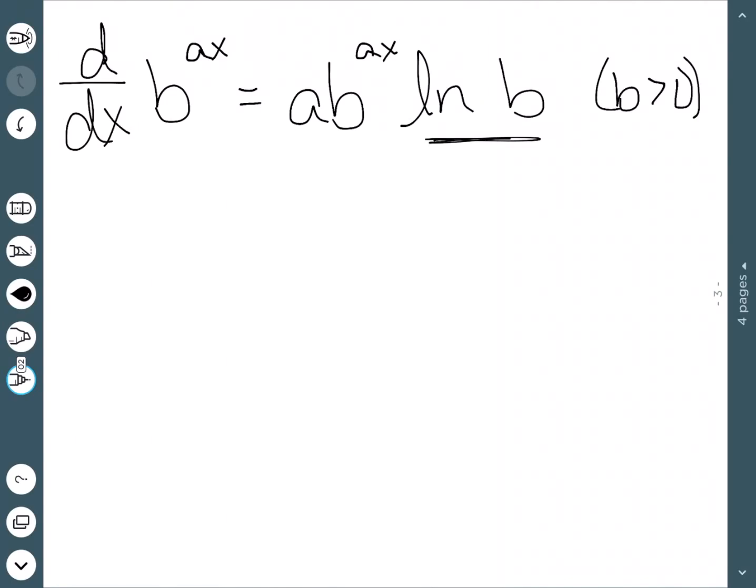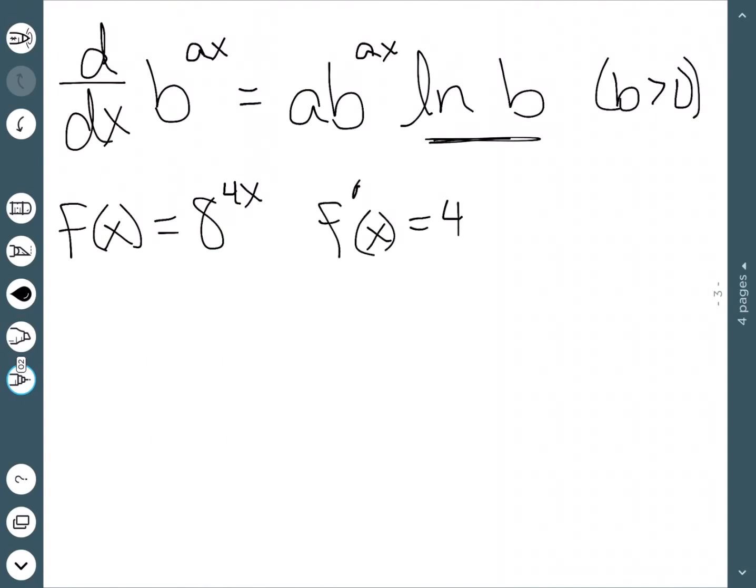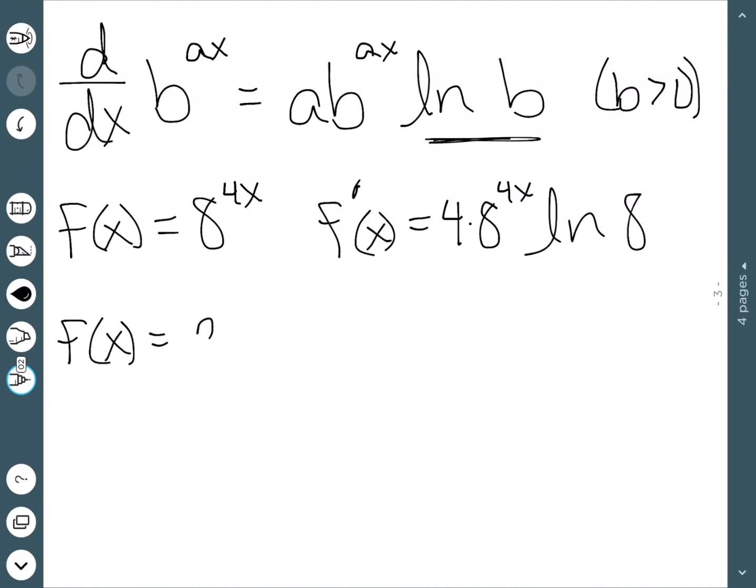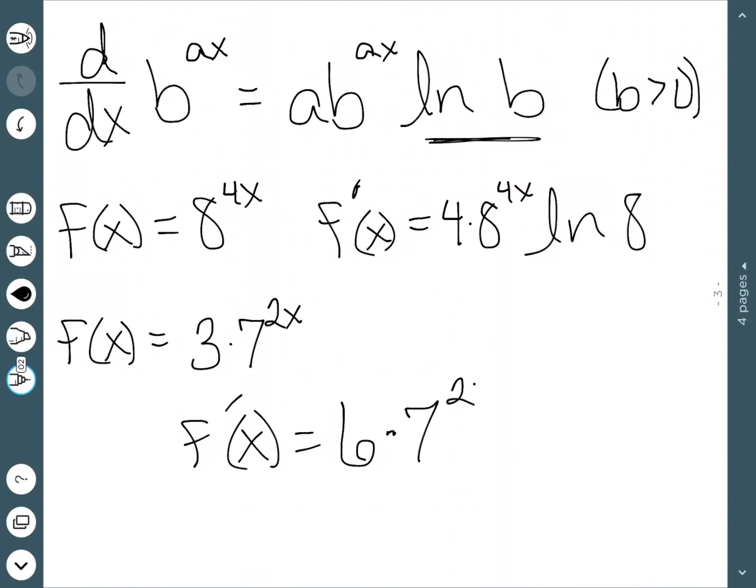But let's try some examples. If I have something like 8 to the 4x, then my derivative will be 4 times 8 to the 4x ln of 8. If I have something like 3 times 7 to the 2x, then my derivative is going to be, I'll bring the 2 down, 3 times 2 is 6, times 7 to the 2x, ln of 7.